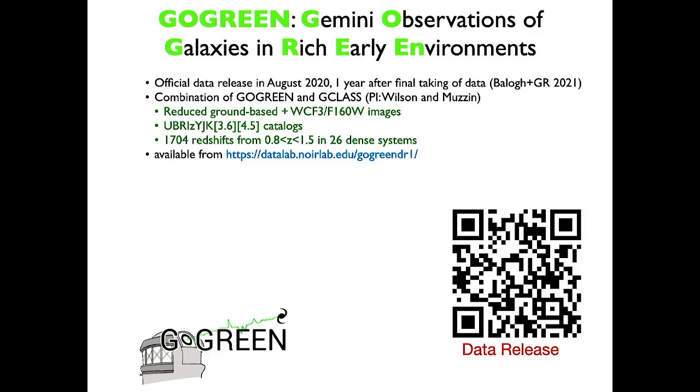The data were released in 2020. That's 1 year after we finished observations, so we're very proud of our record of getting things out to the public. And there are images from both the ground and HST, high fidelity catalogs, and then all of our spectra at this data release site right there. We also have Jupyter notebooks that let you understand how to read in the data, how to analyze the data, and how to do science with the data.